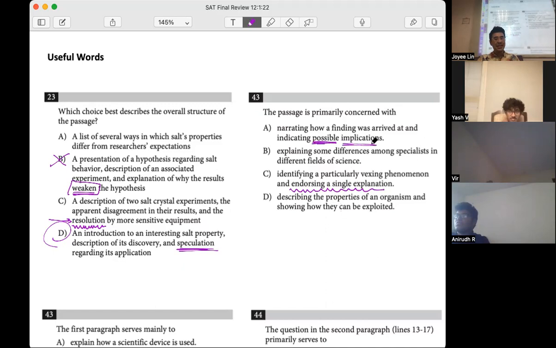Possible, right? Implications. Yes, we like that in science, right? We do not conclude in science. We do not come to a consensus in science. We do not prove in science, right? Those words are way, way, way too strong for science. We're not endorsing something. So it could also be D, right? Exploited means use something, but A is the typical answer for a typical science passage.